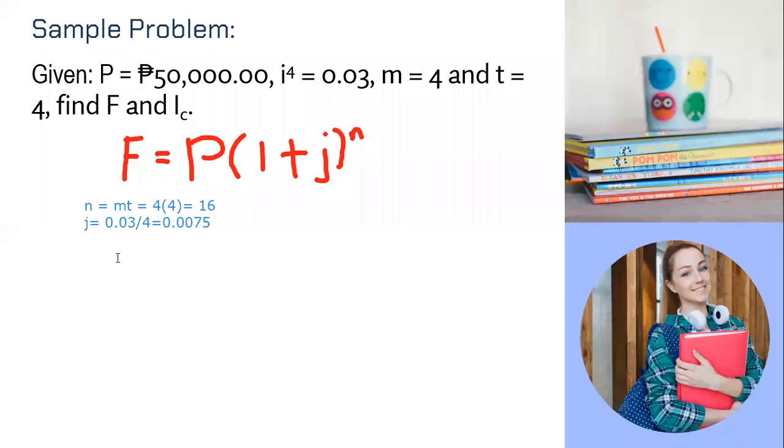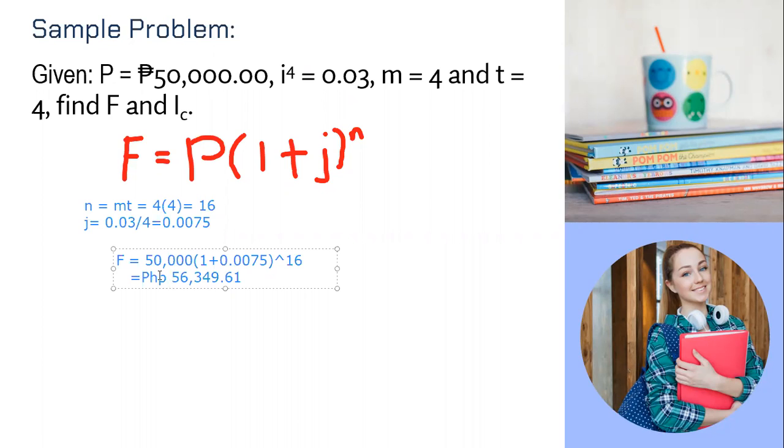Pag na-compute mo na yan, substitute na lang natin from the formula to find the F. F equals our P, which is 50,000 pesos, times 1 plus the J, 0.0075, raised to the N power, which is 16. Ayan, kailangan ko na talaga ng scientific dito. May katabi kayo diyang scientific calculator? Paki-compute nga po sa may mga scientific calculator. Ma'am, 56,349.61. Did you get the same answer, mga anak? Same as Miko's answer?